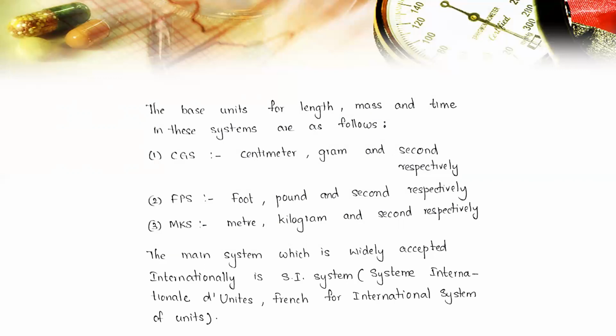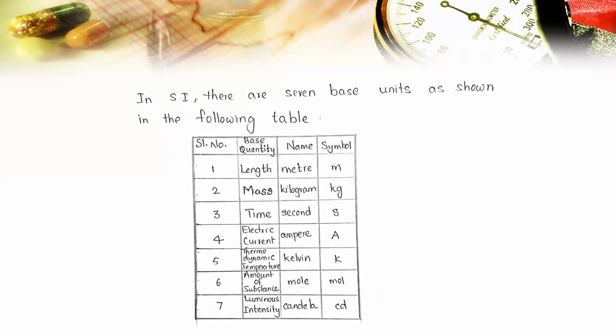The main system which is widely accepted internationally is the SI system. The SI system is most widely used throughout the whole world. SI is actually a French word, Système International d'Unités, the French name for the international system of units. And in the SI system, there are 7 base units as shown in the following table.